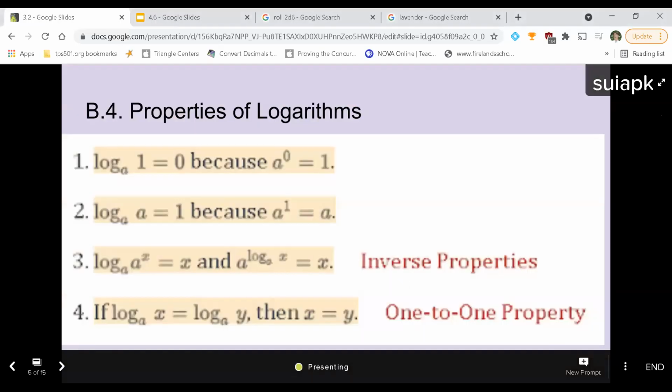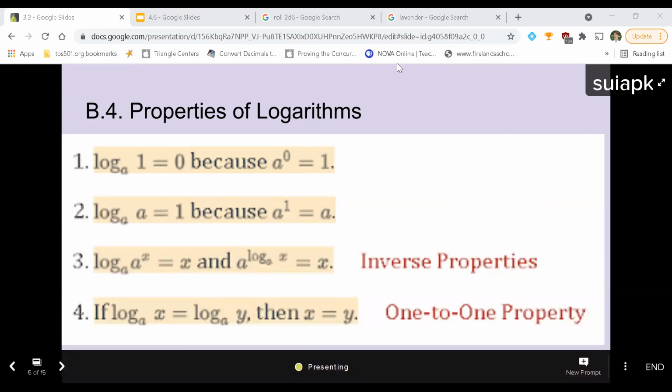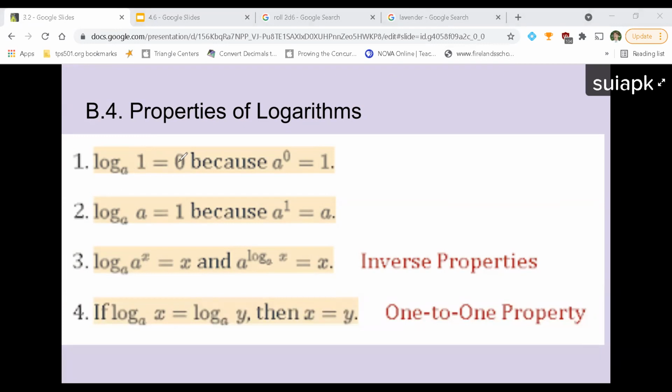Okay. So here are some general properties of logarithms that you could use to save yourself some time, where you don't have to reach for a calculator. Log base A of 1 will always be 0 because anything to the 0 power is 1. So if I'm asking A to what power gives me the answer 1, it will be 0.